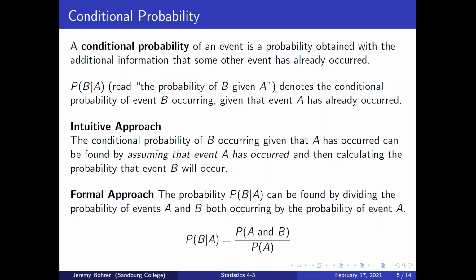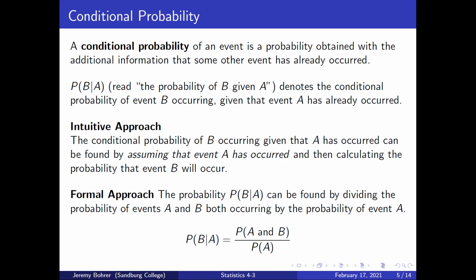Conditional probability. A conditional probability of an event is the probability obtained with the additional information that some other event has already occurred. The probability of B given A denotes the conditional probability of event B occurring given that event A has already occurred. We've got two approaches here, as we have for most things in probability. The intuitive approach: the conditional probability of B occurring given that A has occurred can be found by assuming that event A has occurred and then calculating the probability that event B will occur.